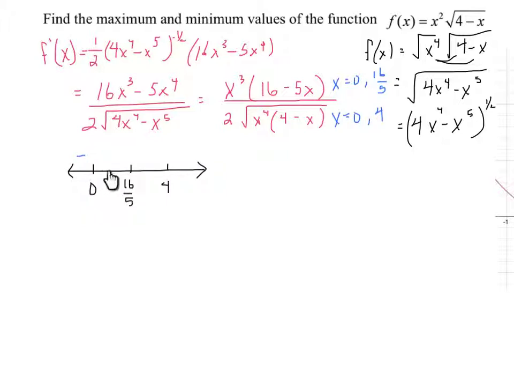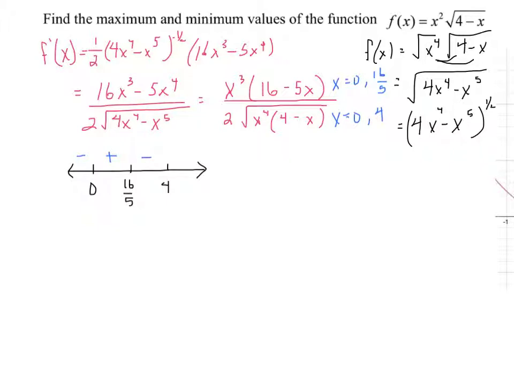Now, pick a number between 0 and 16/5, maybe 1. 1 cubed, 16 minus 5, top's positive. Bottom, 1 to the fourth, 4 minus 1. Bottom's positive. Positive divided by positive is positive. Now, let's say we plug in something between 3.2 and 4, maybe like 3.5. Well, 3.5 cubed is positive, but 16 minus 5 times 3.5 is negative. Positive times negative is negative. On the bottom, this is 3.5 to the fourth, 4 minus 3.5. This is positive. Negative divided by positive is negative.